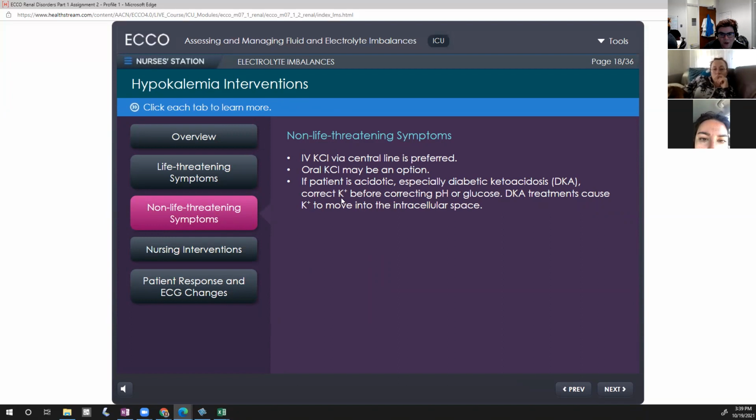If you've got a DKA patient, you want to correct their K while you're correcting their pH and glucose. I know it says before, but you'll see a lot of times our DKA patients have fluids ordered with K in it. Because when we're giving large volumes of insulin, we can push that K into the intracellular space, and we can tank their K because we're giving a lot of insulin to help fix their potassium.